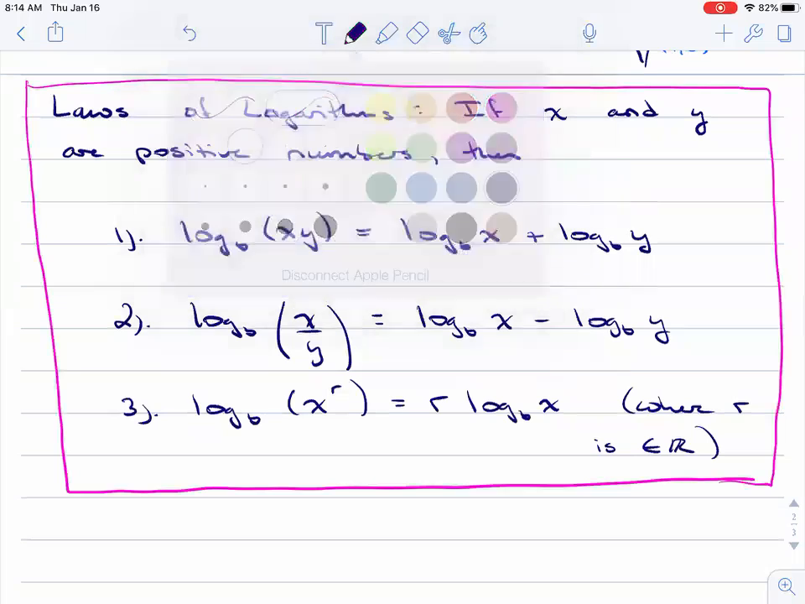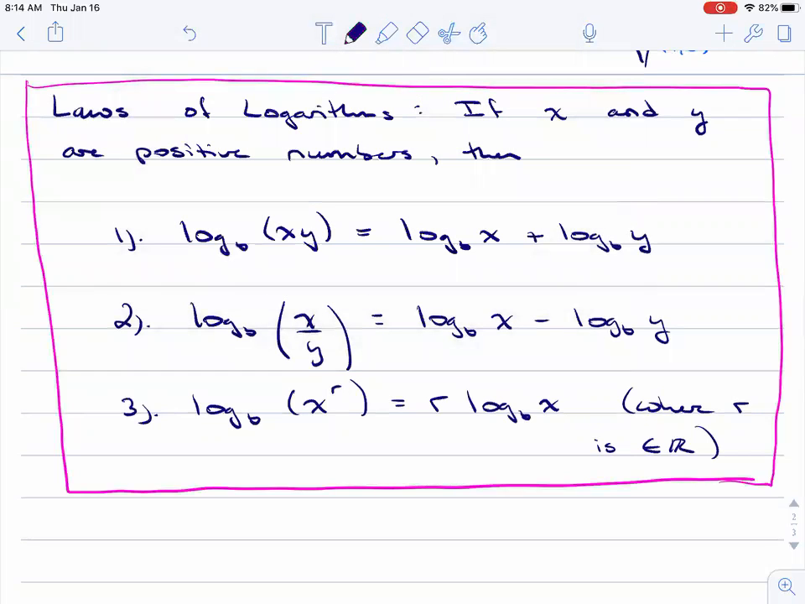This last one, that's our moneymaker, right? Because if we've got something in the power and we take the log of it, so if you're just looking at x to the power of r and you're solving for r, and you want to bring this down, then we can wrap it up in a log, because by this property we can rewrite this as r times the log of x, just bringing that power down in front. And so that's going to be the most important thing that we can do.